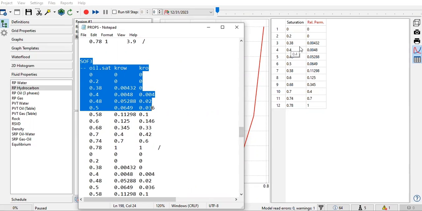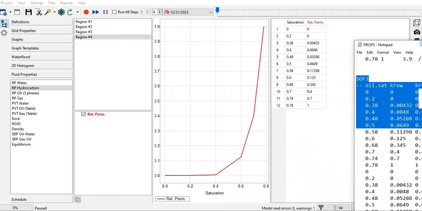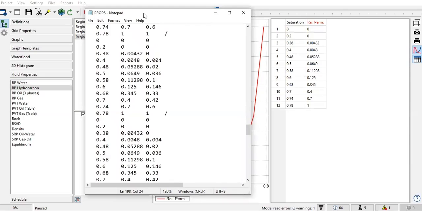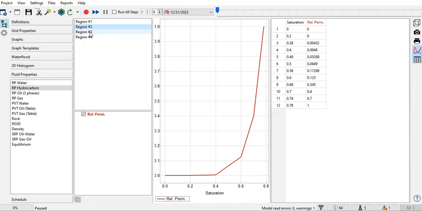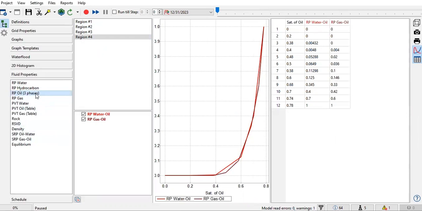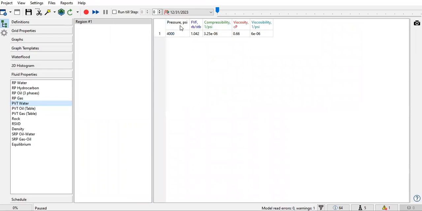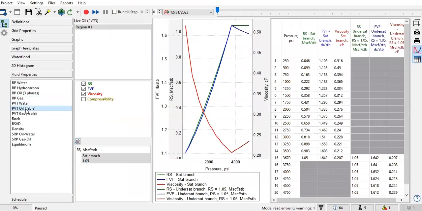0.38, okay, 0.00432. Okay, and let's check. They are basically the same, right? Okay, and then we also have RP oil for 3-phase. Okay, and then this is for the gas, PVT for water, PVTW, okay, PVTO.